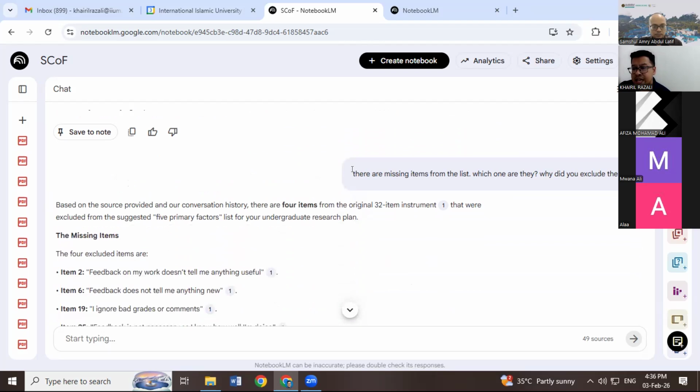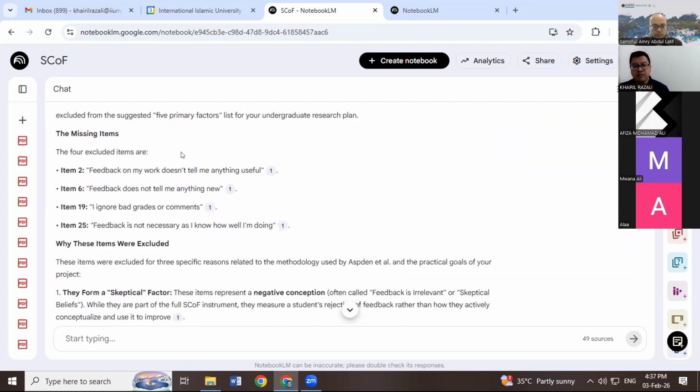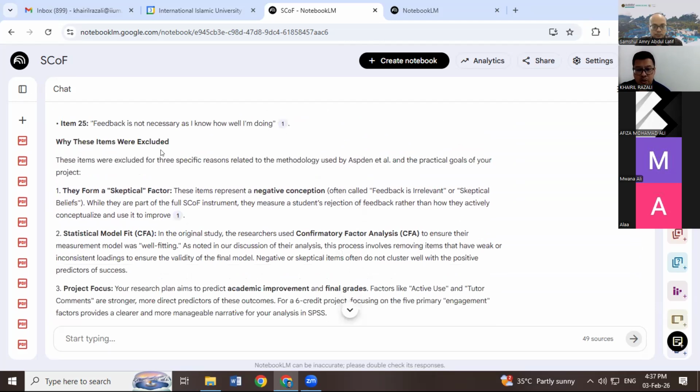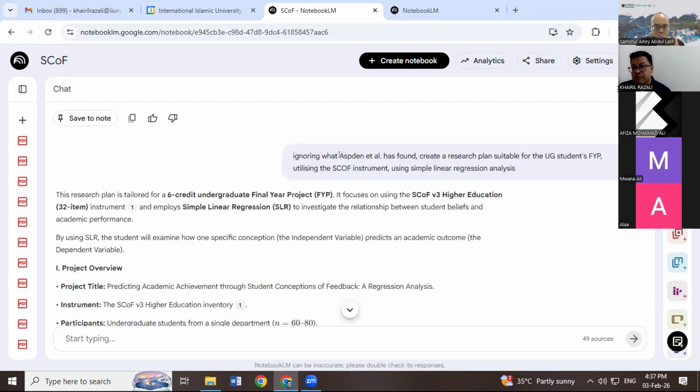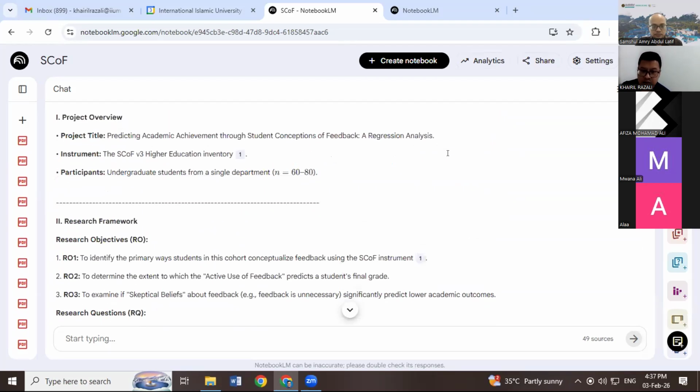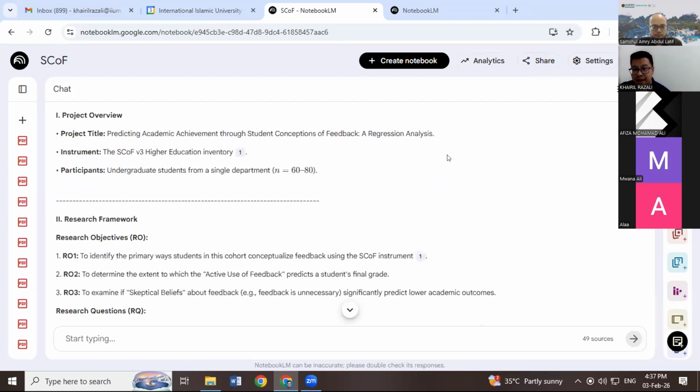Okay, and then again about the instrument as well. There are missing items from the list. Which ones are there? Why did you exclude them? So they give me all of this, why the items are excluded as well. Okay, now I say ignoring the paper. Okay, so again we talk about the research plan.